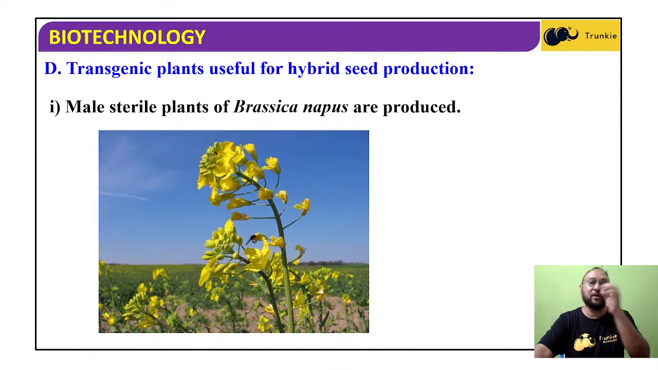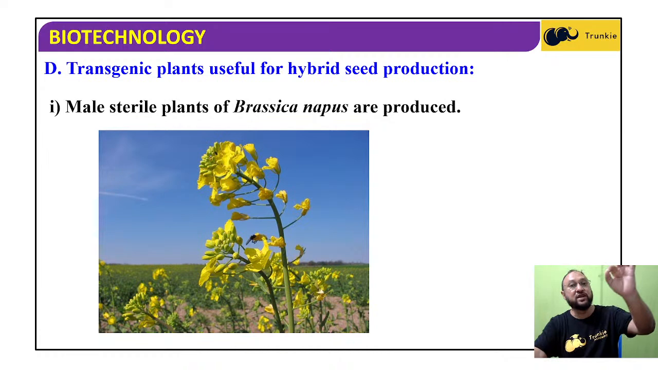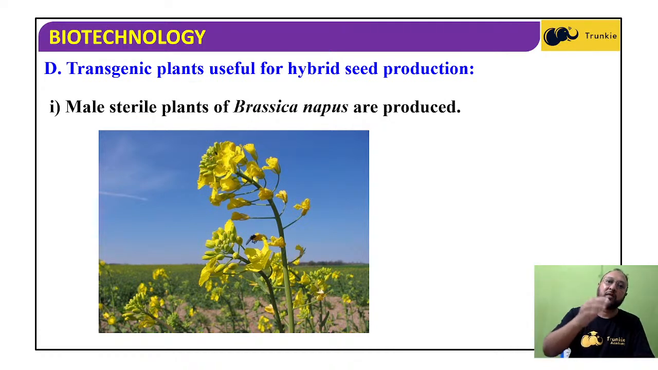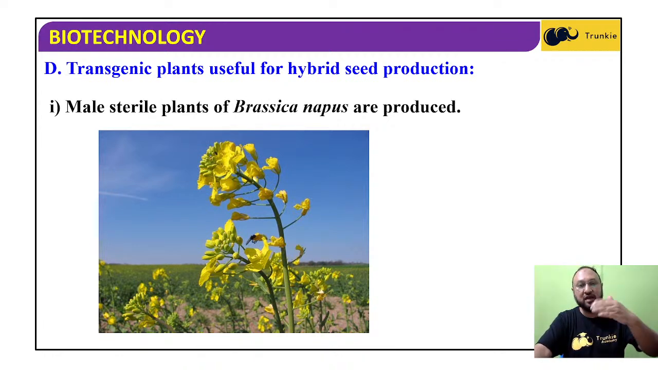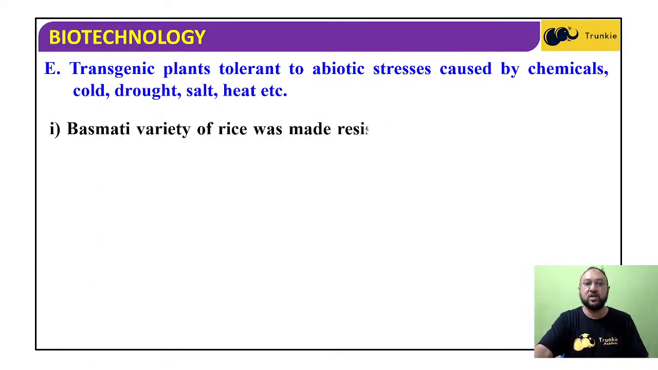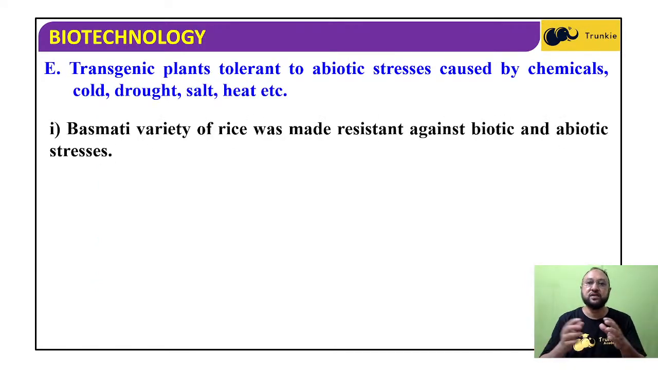We need to produce a particular kind of seed. Once we get the particular desirable character, we can produce many copies of that, generation after generation. We need the same type of character, so we can do that by vegetative propagation, or artificial propagation, or asexual reproduction. So transgenic plants tolerant to abiotic stress caused by chemicals, cold, drought, salt, heat, etc.